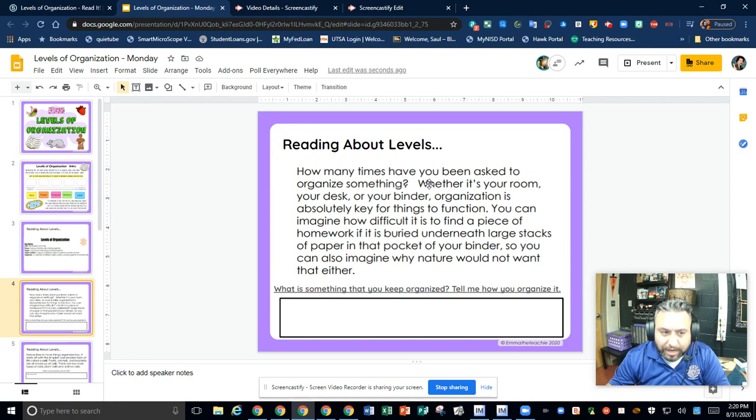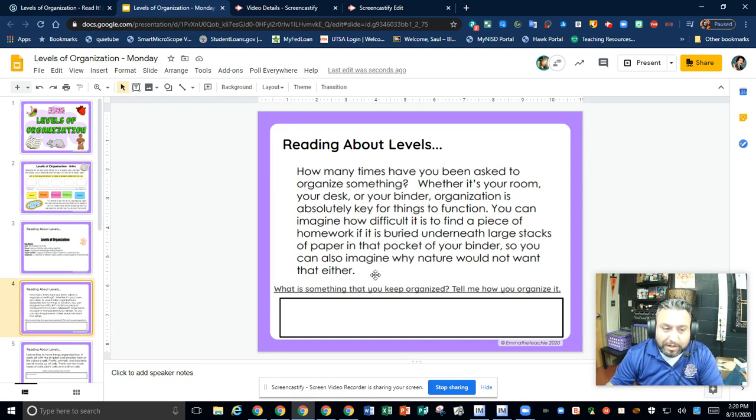The first slide right here, slide number 4, just gives you an example of you always being asked to organize something. Your mom or dad or aunt or whoever is going through your backpack, and they just tell you, oh my God, this is so messy. What are you doing? You need to clean this up. They're going to ask you to organize it, okay? So how do you organize it? What are you going to put together? Okay, you can't just shove it in your backpack anymore.